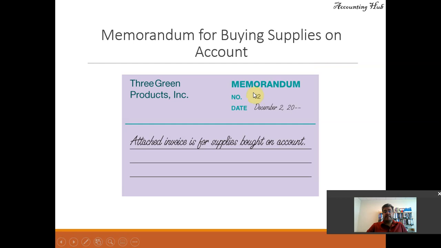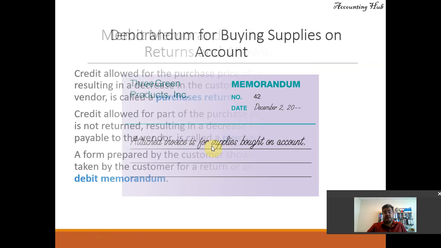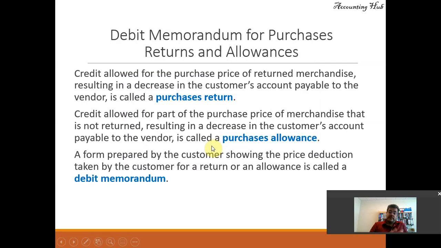A memorandum here has the number, the date, and then the attached invoice. We need an invoice. However, we can return some goods, all of them or part of them. And then the credit allowed for the purchase price of returned merchandise, resulting in a decrease in the customer's account payable to the vendor, is called a purchase return.